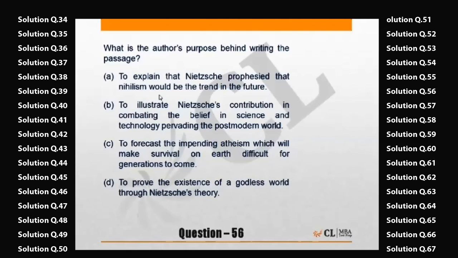Option B, which reads, to illustrate Nietzsche's contribution in combating the belief in science and technology pervading the postmodern world, is not supported by the passage. See, the passage does not at all state that Nietzsche attempted to combat belief in science and technology. He just said that these would sooner or later fade away in the future. Options C and D are also not supported by the passage, because the author only presents Nietzsche's claims in the passage. He does not attempt to forecast or prove anything. This is why, again, option A is the answer.